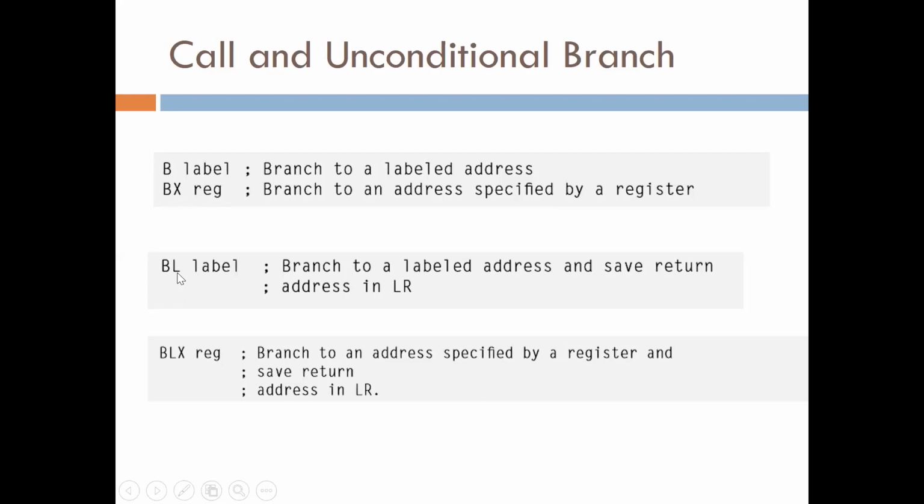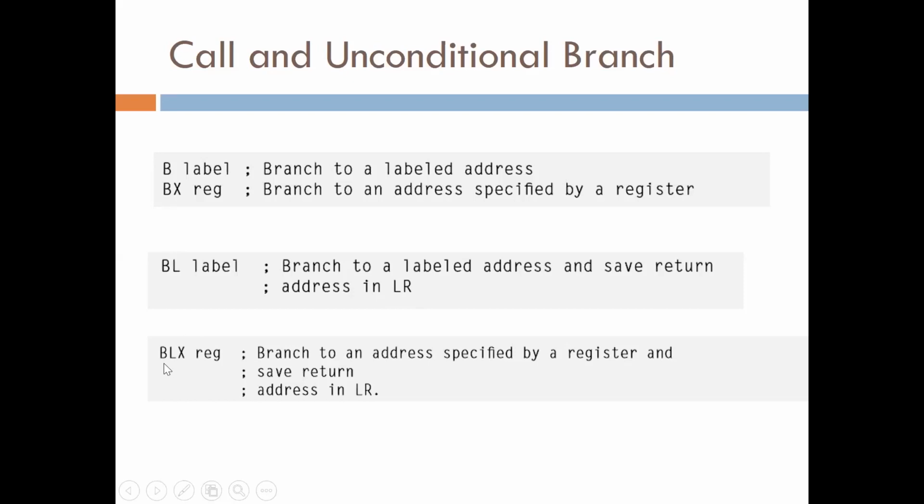So I told you about the link register. Whenever you have call instructions or branching instructions, it will store the return address. So whenever you specify the instruction BL, it will branch to the specified address, as well as automatically store the return address, where it has to come back, in the link register. So, branch to the label address and save the return address in the link register. The mnemonic used here is BL.